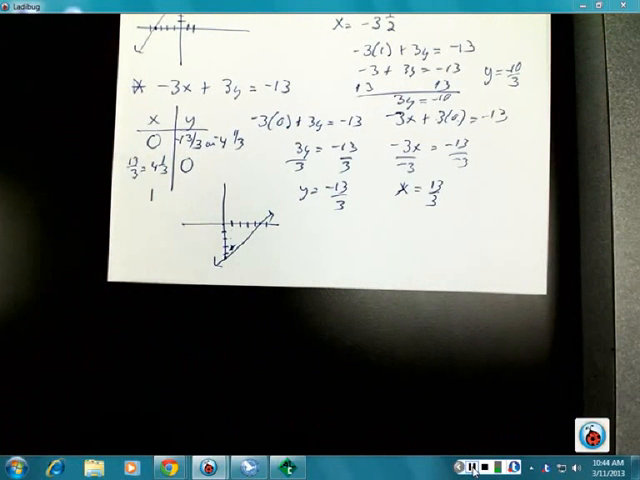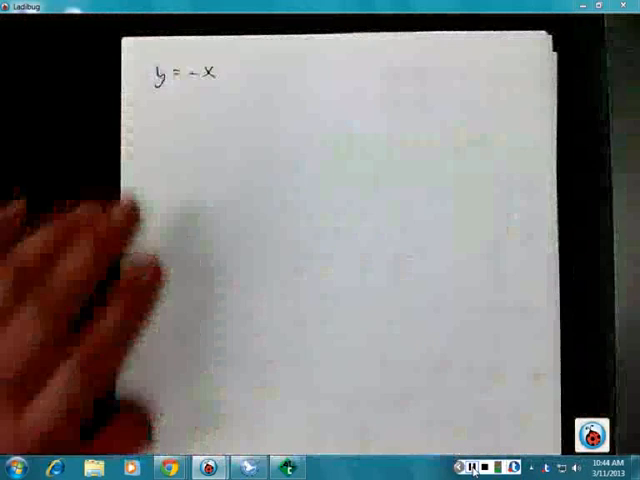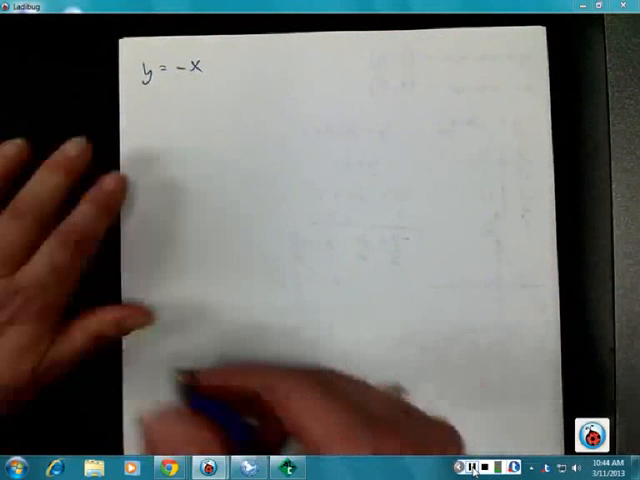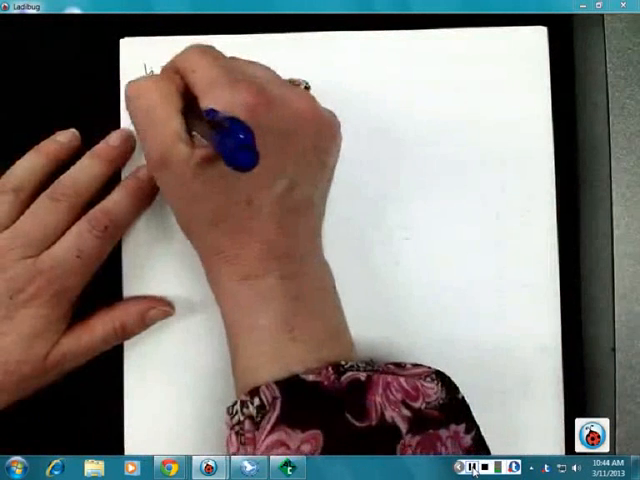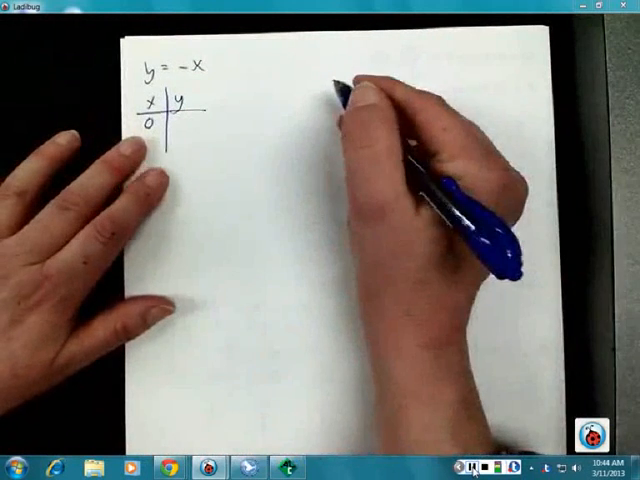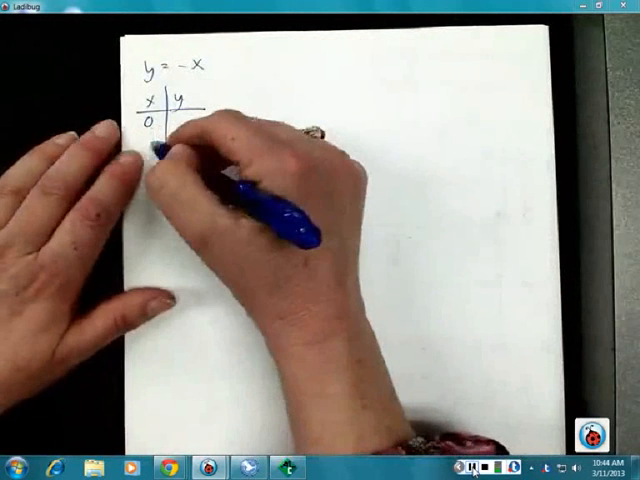Once in a while, I don't know if I can find one. They give me one in here. Oh, yes they do. This one, Y is equal to a negative X. This one comes up in your homework assignment usually, and everybody kind of looks at this one and says, huh? What in the world is going on with this one? So X and Y, 0 is my X, or my Y intercept for X. 0 in for Y gives me my X intercept.